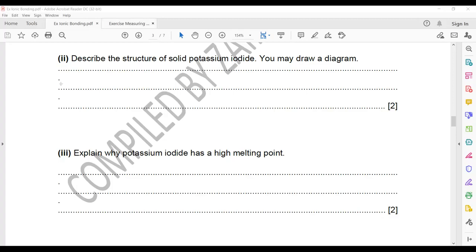Describe the structure of solid potassium iodide. So how does an ionic compound exist? The ionic compound exists as a lattice. So in an ionic compound, we have a lattice of positive and negative ions. And again, it is for 2 marks. So how will you score both marks? Positive and negative ions are arranged in a regular manner or regular pattern, which we call a lattice.